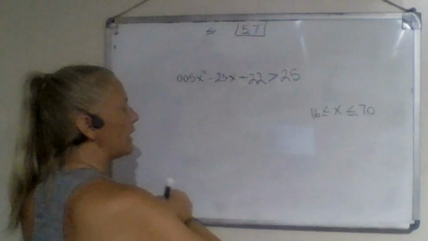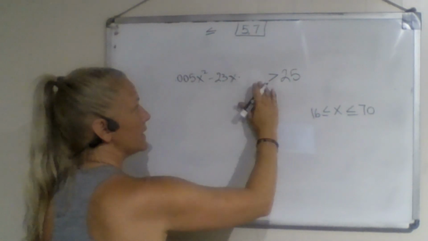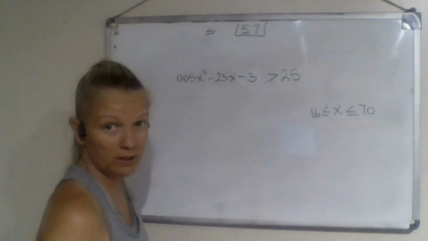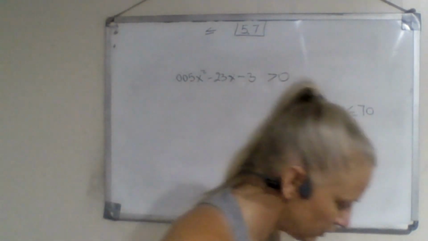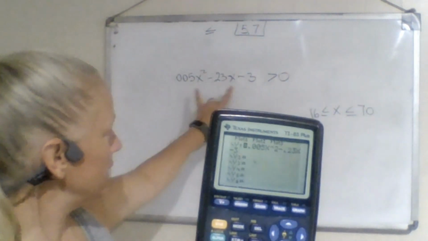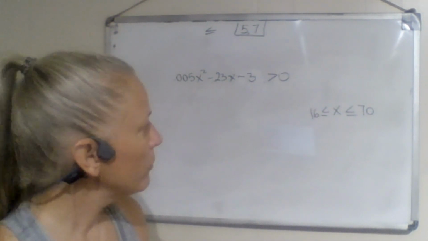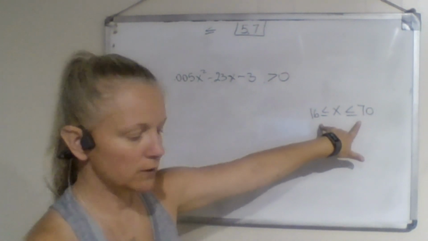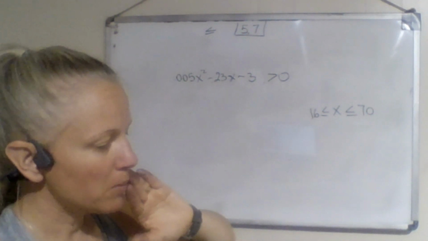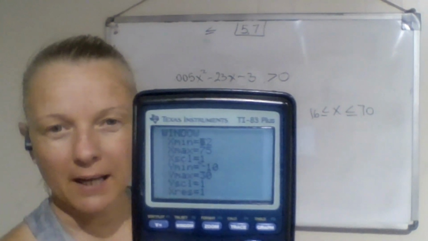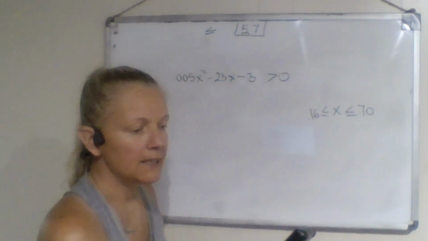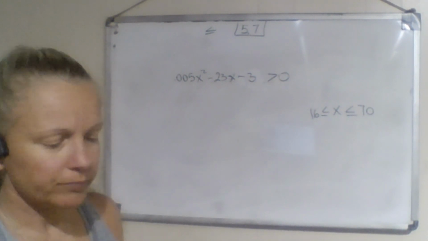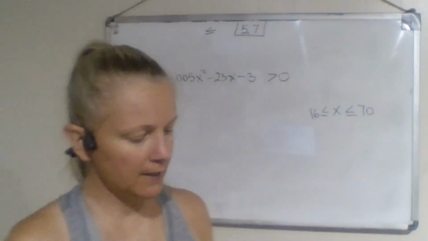To move this over, I would have to subtract the 25, which gives me negative 3. 22 minus 25, negative 3. 25 minus 25, 0. We're going to graph this, right? We're going to go to y equals. We're going to put it all in the way we have it in here. We're going to play with our window. We already know the age gap. We need 16 to 70, so x minimum 16, x maximum 70. I went a little bit lower and a little bit higher to give me a little bit of leeway. And then I made my y minimum negative 10 and my y maximum 30, just to see the parabola forming. And then I'm going to hit graph.